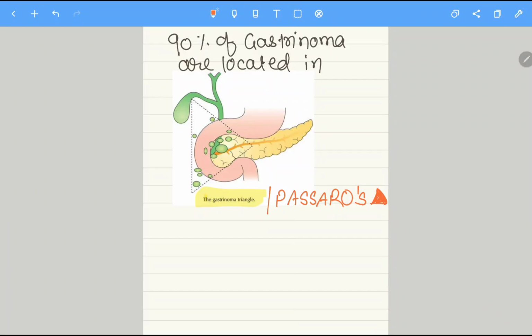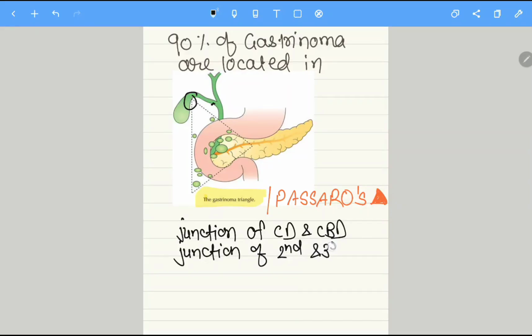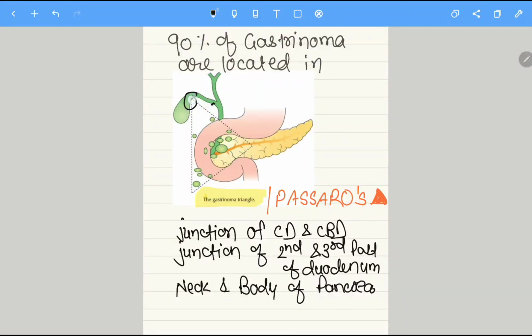What are the boundaries of Passaro's triangle? It's a little different; it's not here, it's here. Its boundaries are formed by the junction of the cystic duct and CBD, the junction of the second and third part of the duodenum, and the junction of the neck and body of the pancreas. This triangle is the most common location of gastrinoma; 90% of gastrinomas are found in this triangle. So this is about the location.